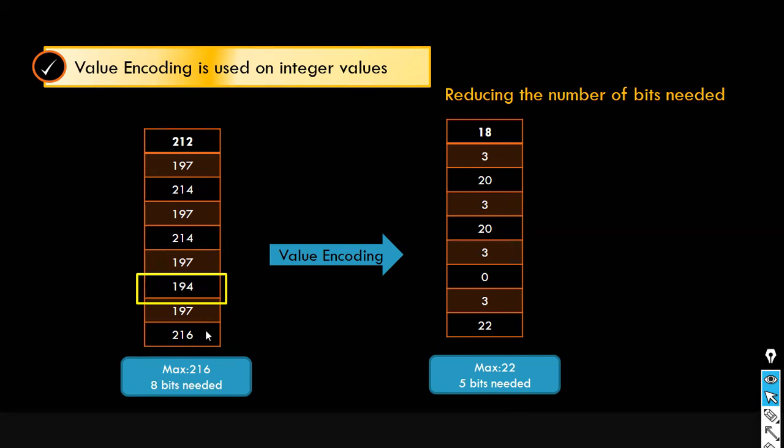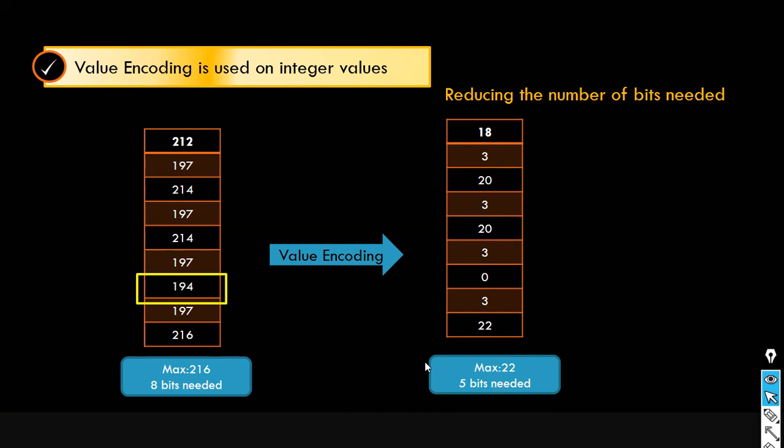Now, the 3 digits got reduced to 2 digits and 1 digit. And what is the maximum value here? Just 22. To store this value, it requires just 5 bits. So we are saving 3 bits of storage space.